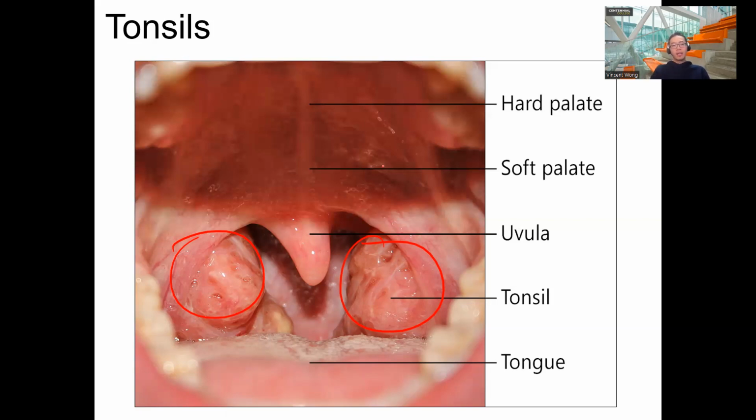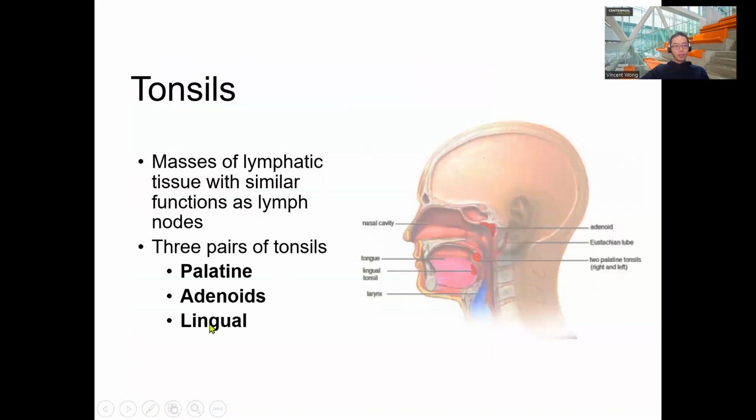Like I said, you're probably going to gag if you want to see the lingual tonsil. All right, so 3 of them. The palatine, that's the one we're looking at right now. The lingual that we cannot see at the base of the tongue, and the one up your nose, which is the adenoid. Okay, adenoid. All these 3.